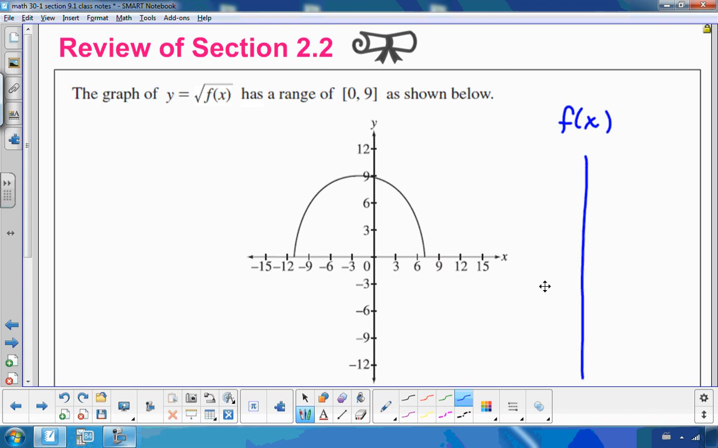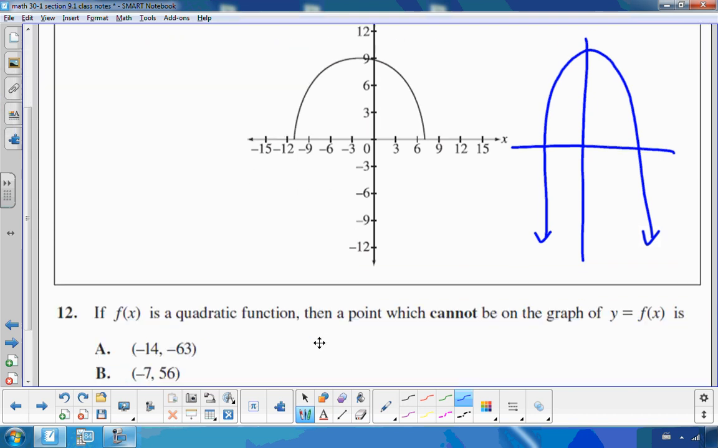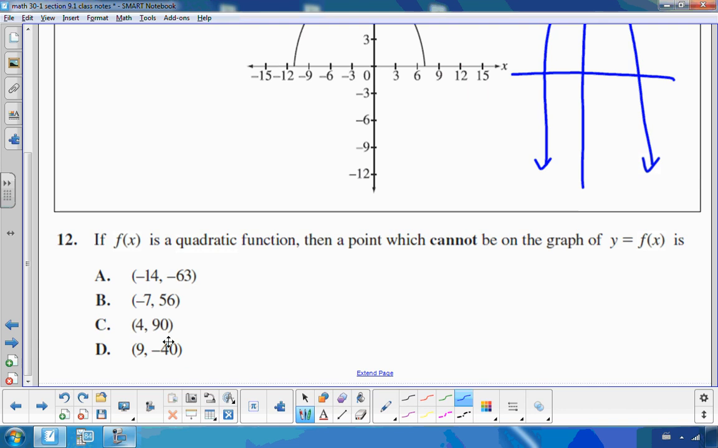Okay? So just a very rough sketch. Since this one opens down, I know f of x will open down, and it will look something like this, for example, not drawn to scale. That would be what f of x looks like. So what I'm going to do is I'm going to try and figure out which one of these points can't be on the original graph of f of x.